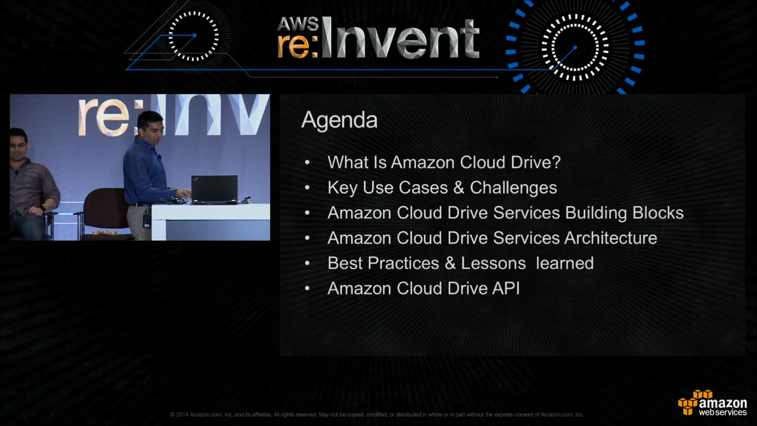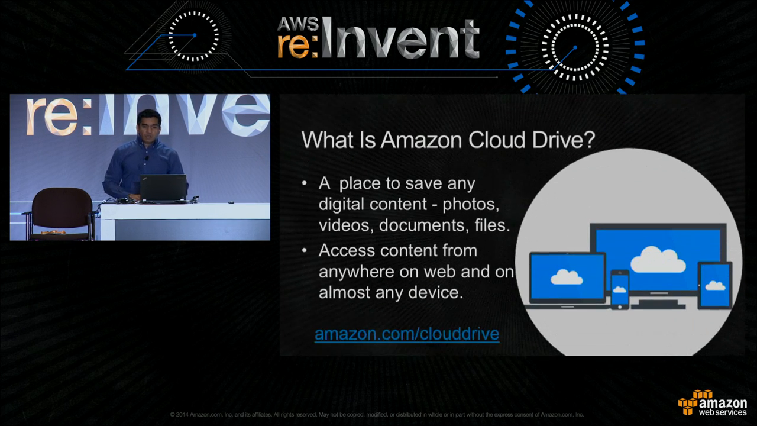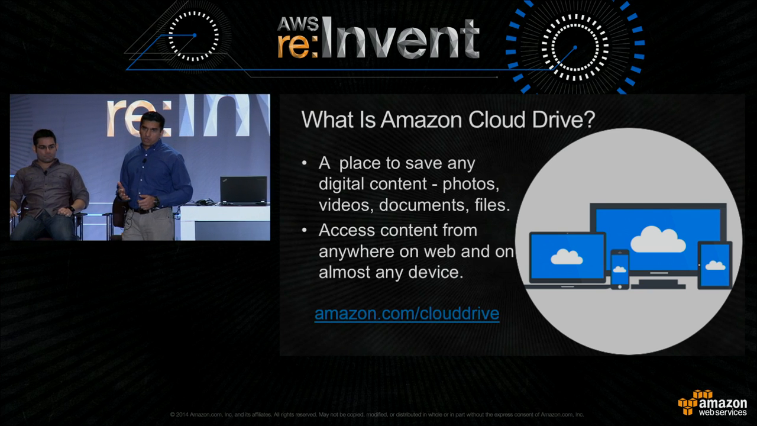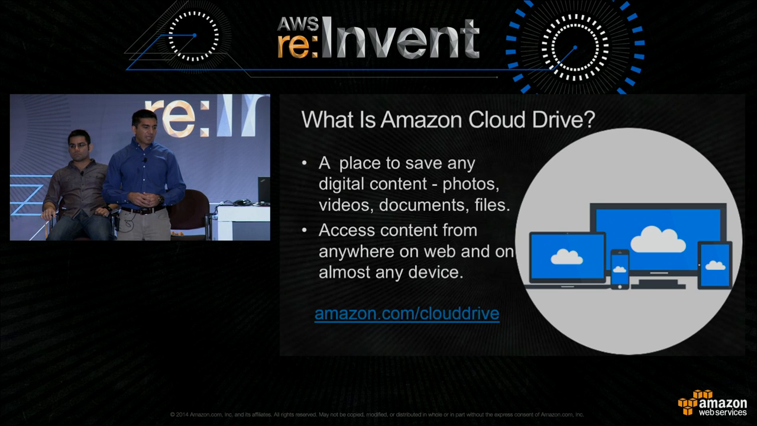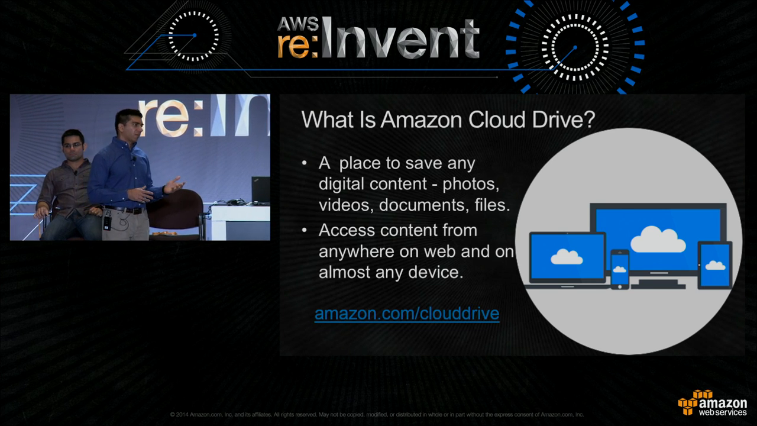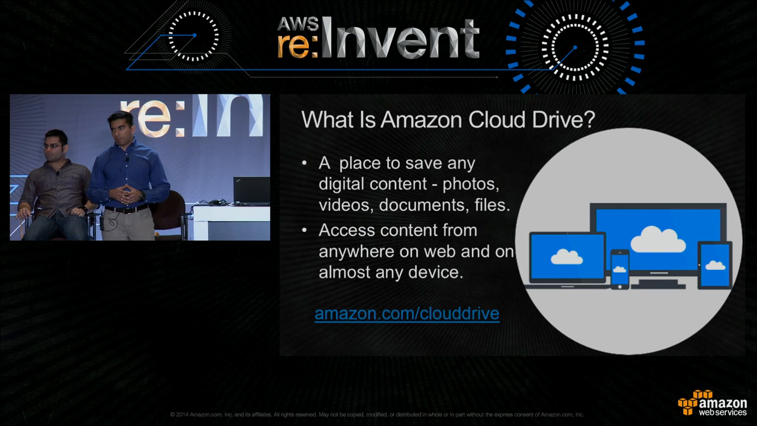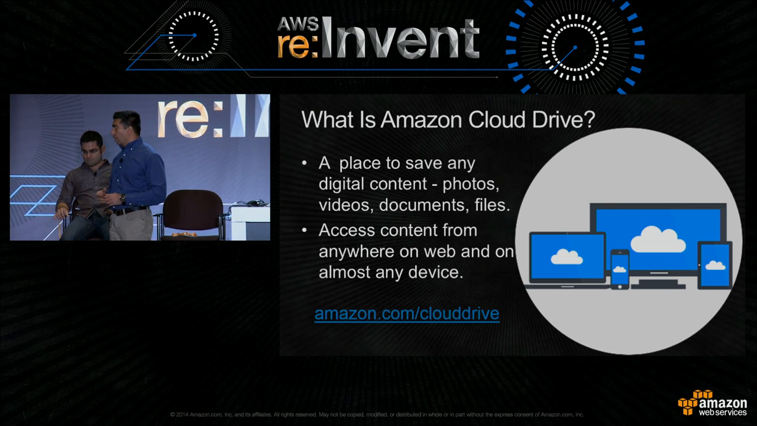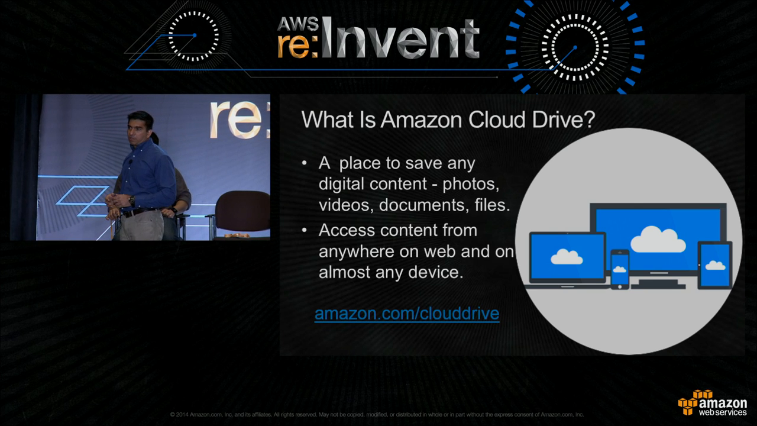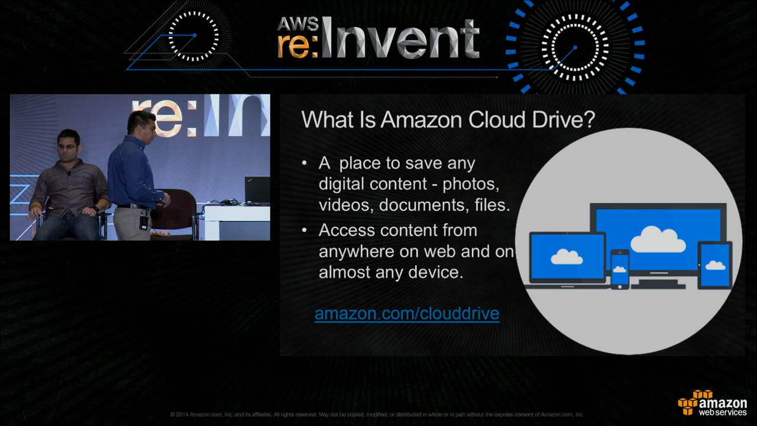So let me give you a quick overview for all the other audience here. Amazon Cloud Drive is a place where you can store any kind of content: photos, videos, documents, any kind of files. And you can access this content from anywhere on the web, or you could use one of our applications. We support different platforms. We have applications for iOS, Android, PCs, Fire OS, if you have Kindles or Fire TV. And we are also continuing to work to support other platforms. The Mac application will be available in the near future.